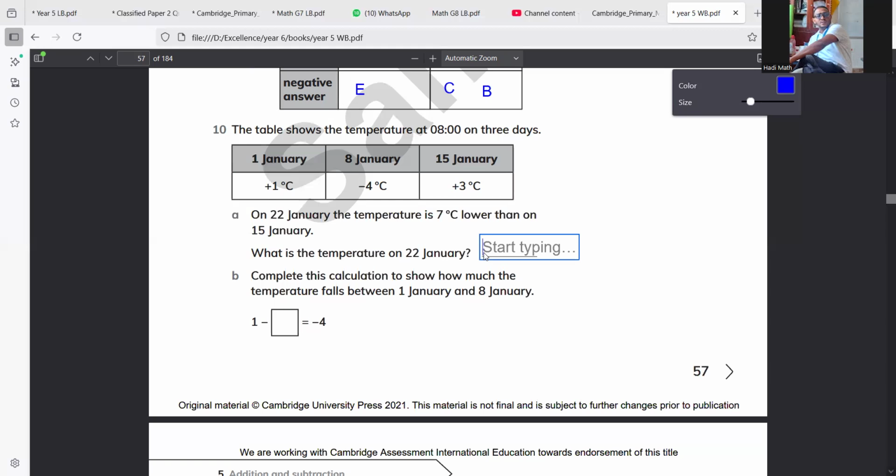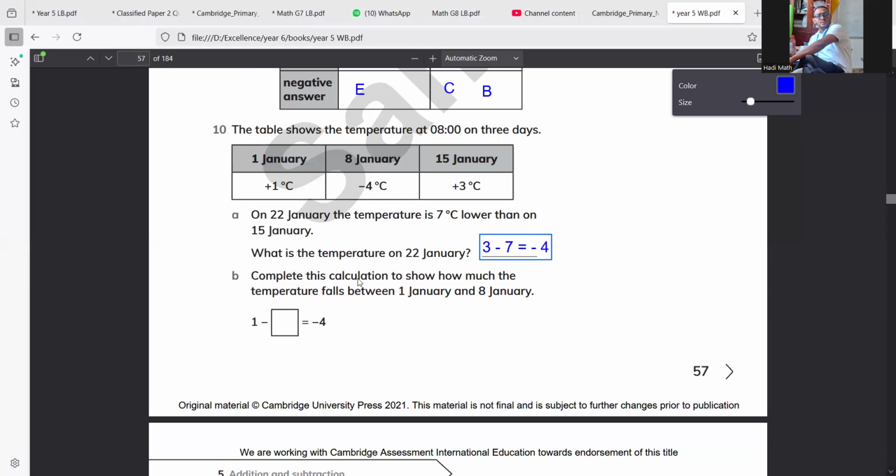So this is 3 minus 7, because it says 7 lower. Here 3 is positive and 7 is negative because we have a minus. The difference between them is 4, and the sign of the greater one is going to be negative. So the answer will be -4.